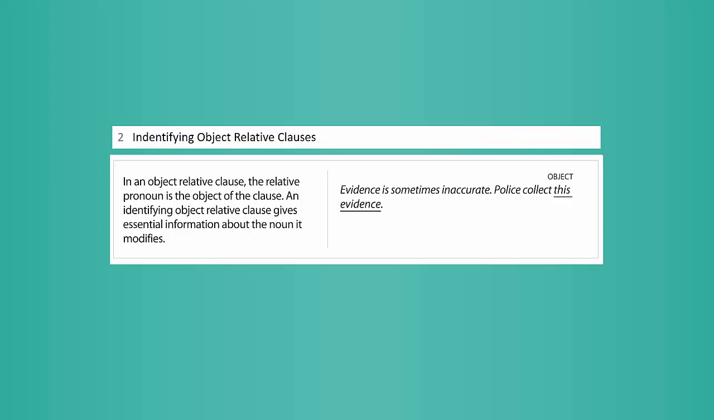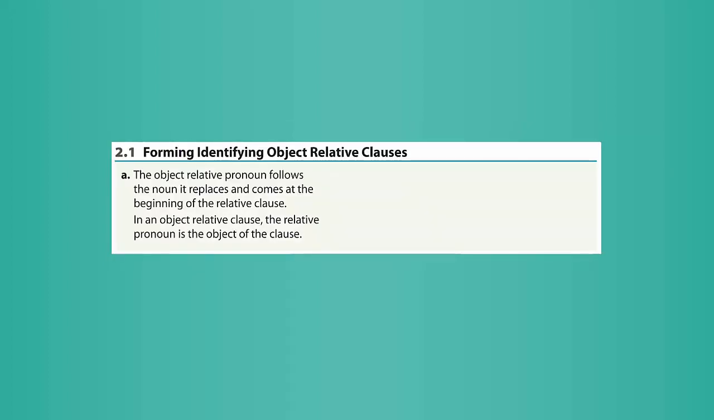For example, evidence is sometimes inaccurate. Police collect this evidence. We can use the relative pronoun that to replace the words this evidence. So we have: evidence that police collect is sometimes inaccurate. We have just learned about the definition of identifying object relative clauses, and now we come to the formation.